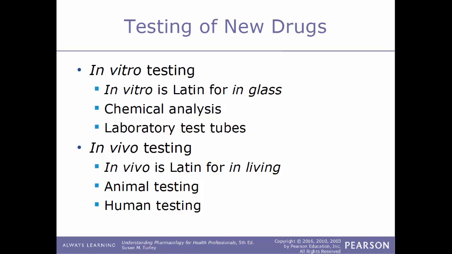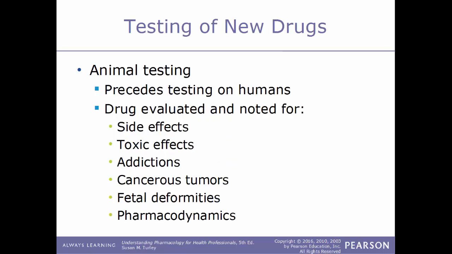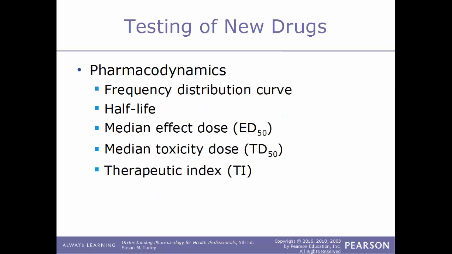In vivo testing. In vivo is Latin for in living. So this is where you have testing done on living specimens like animals or humans. When it comes to animal testing, this always precedes testing on humans. During this process, the drug will be evaluated for side effects, toxic effects, addictions, the development of cancerous tumors, any fetal deformities, and also for pharmacodynamics. Now, pharmacodynamics is the study of the effects of drugs, the actual mechanisms of their actions.